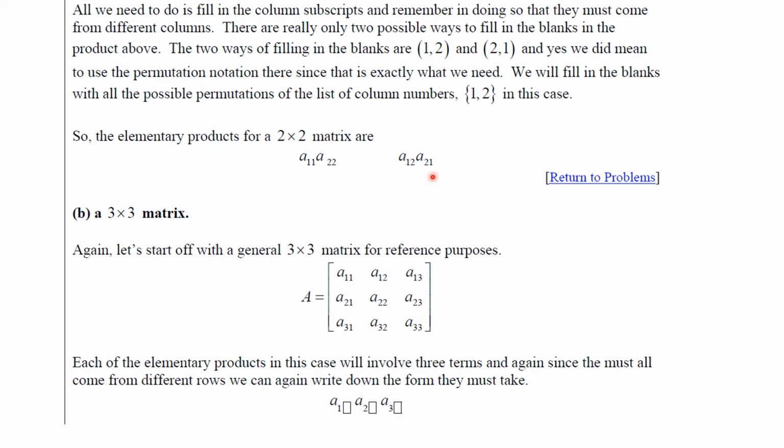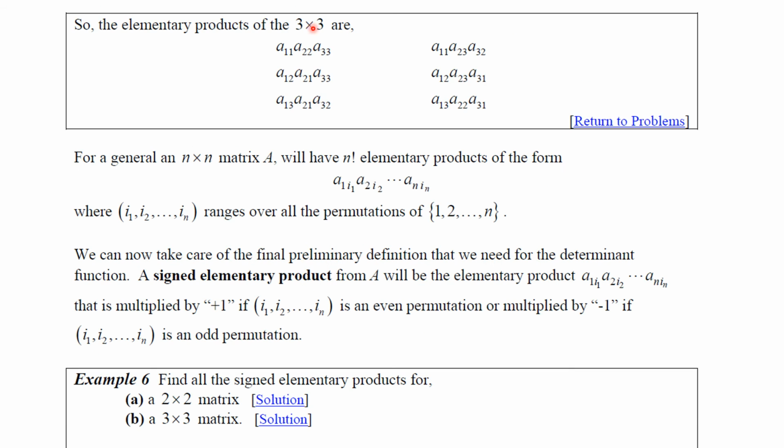And for a 3 by 3 matrix, again, we start with this, but each elementary product in this case will involve 3 terms. And again, since all must come from different rows, we can write down the form they must take: A1 blank, A2 blank, and A3 blank. So the elementary products are A11, A22, A33, and the others that you see here.